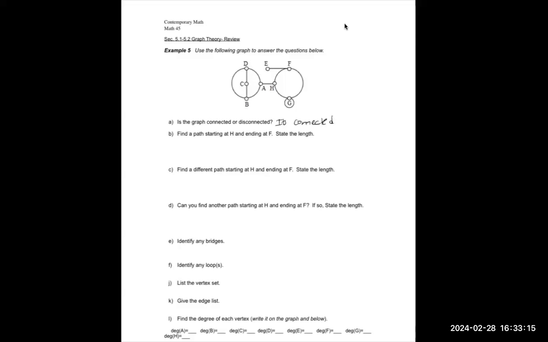Find a path starting at H and ending at F. So starting at H, where's F? Oh, F is right there. Okay, so I can go straight there, H to F. That's a path. And there was only one edge, so it's one in length.